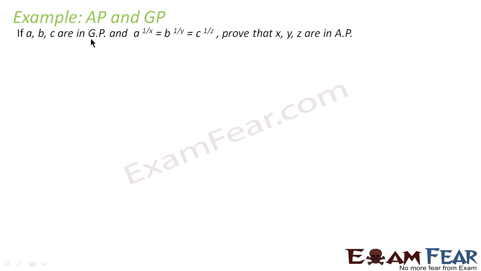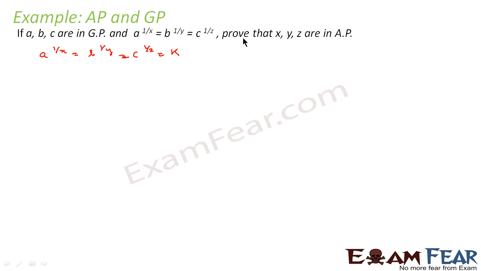In this question we are told that a, b, c are in GP and a to the power 1 by x is equal to b to the power 1 by y is equal to c to the power 1 by z is equal to a constant. So we have to prove that x, y, z are in AP. So we say that a to the power 1 by x is equal to b to the power 1 by y is equal to c to the power 1 by z is equal to say some constant.